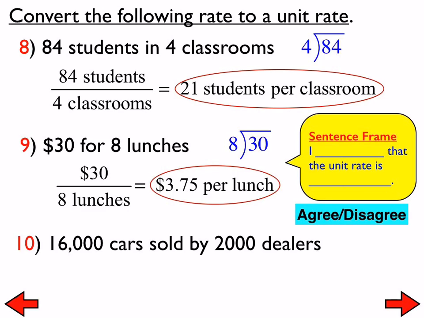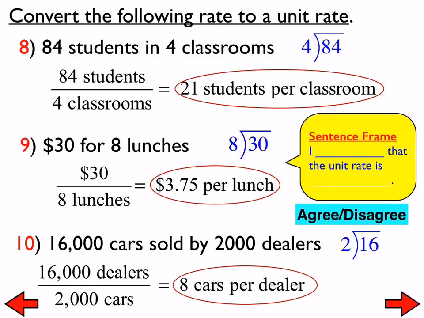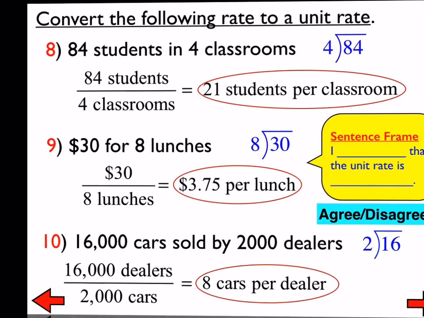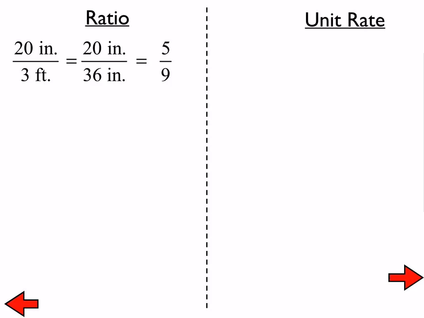Number 10, 16,000 cars sold by 2,000 dealers. That is an average of 8 cars per dealer, so that is the unit rate. All right. A quick review between all 3 of those things that we just talked about, ratios, and I know we have some blank areas that you need to fill in here, so make sure you're paying attention to where you are. 20 inches to 3 feet as a ratio, that would be 20 inches over 36 inches, and that simplifies to 5/9. We, of course, could write that with a colon as well.